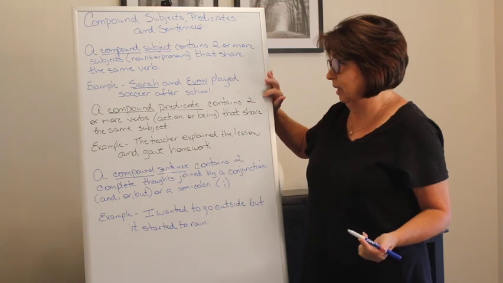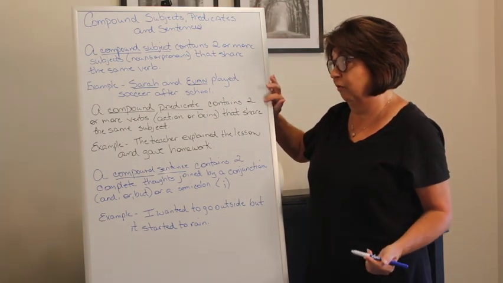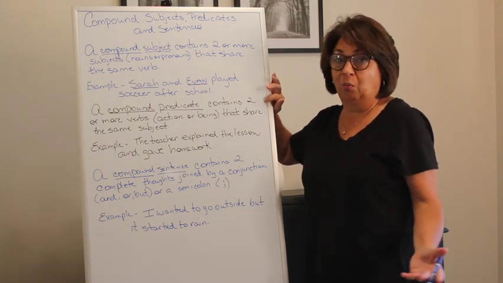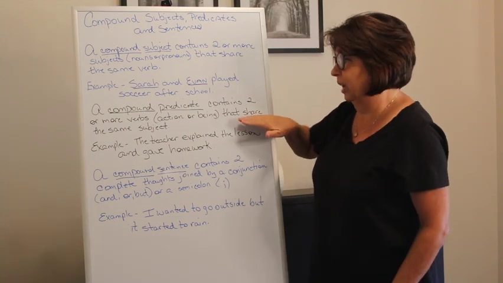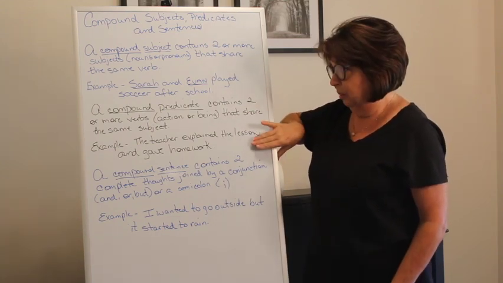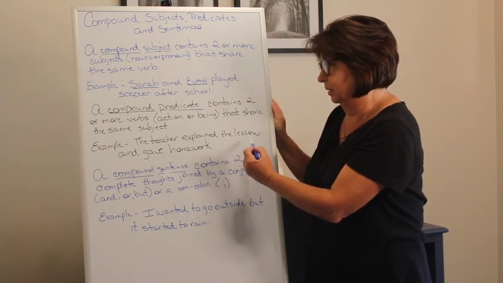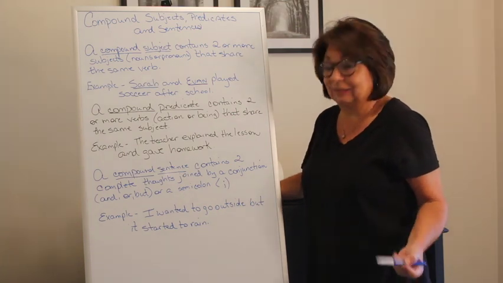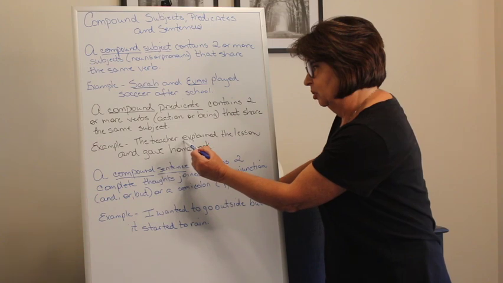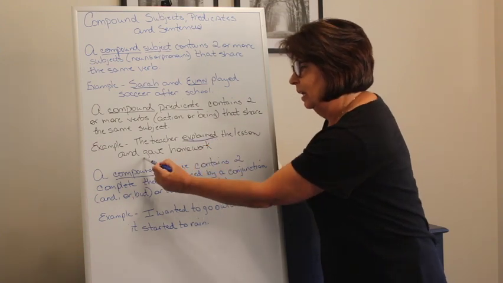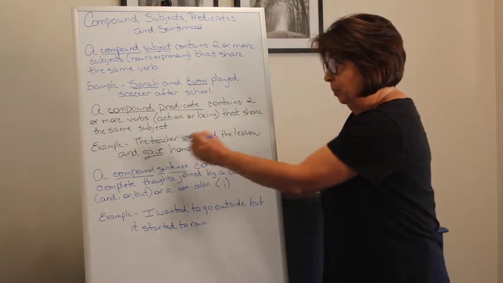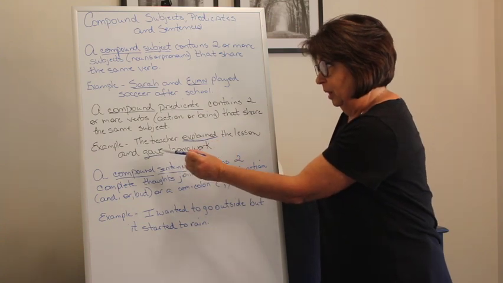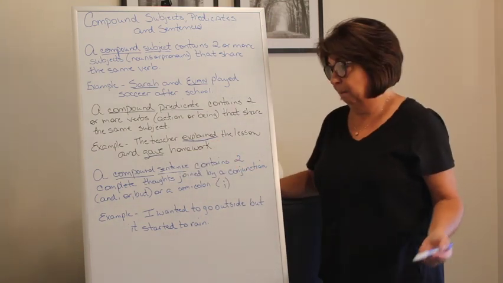All right, a compound predicate, on the other hand, contains two or more verbs. And a verb is either an action word or a being verb, like was and were. They share the same subject. The example for that: the teacher explained the lesson and gave homework. So let's look at what's the action in this sentence. What is being done? In this sentence, she explained and she gave. Only one person did this. The teacher did both actions. So we have one subject, two predicates. So they are a compound predicate.